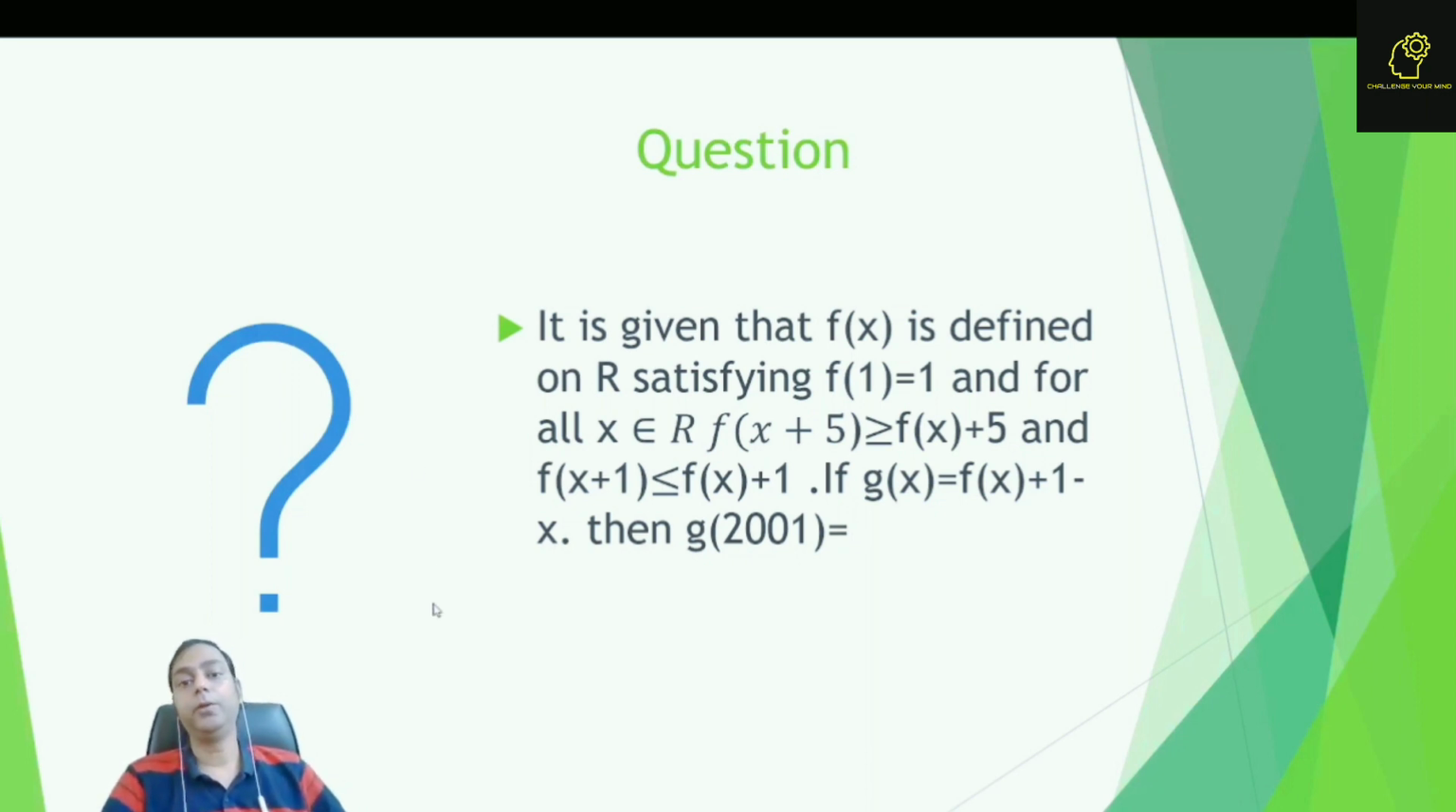Hello students, in this video I am going to discuss a very interesting question from the topic function. This question is very important from the IIT and RMO point of view.